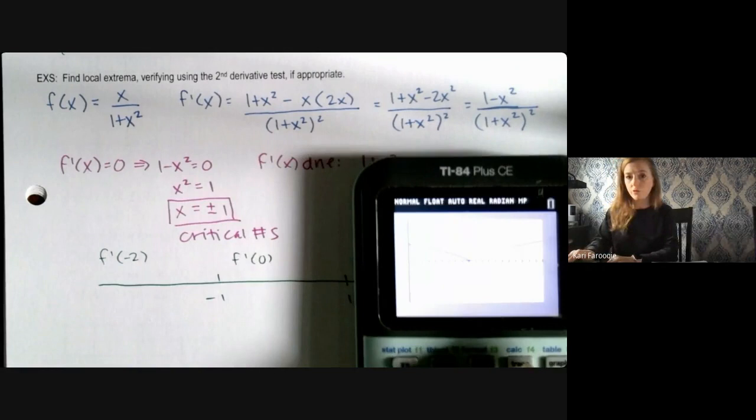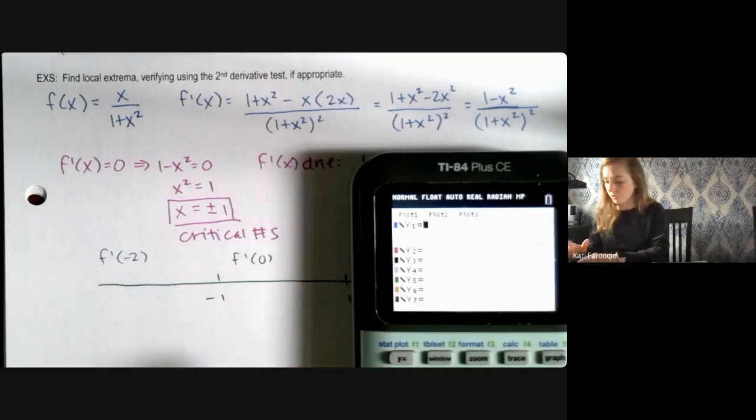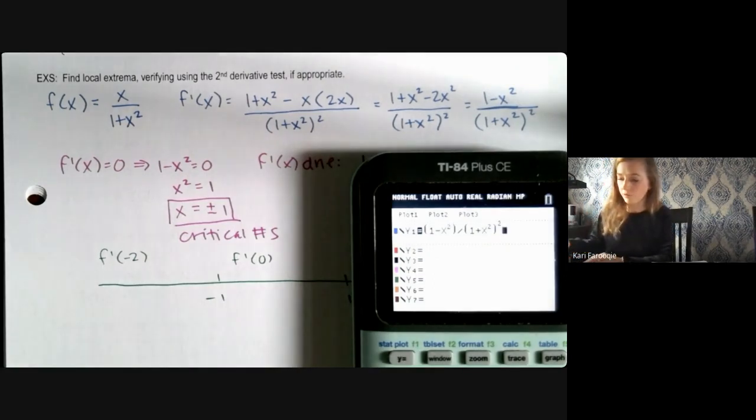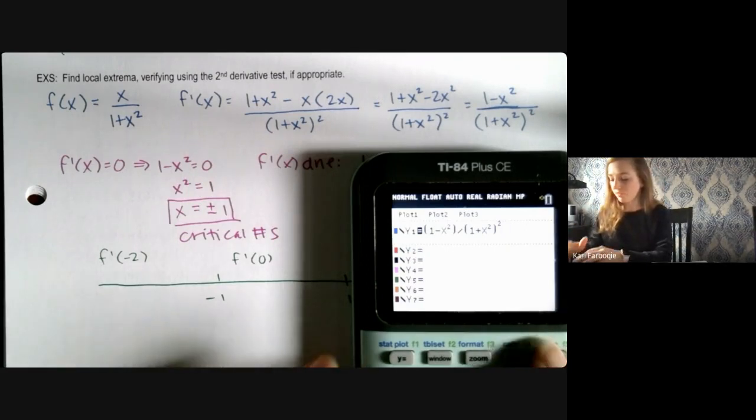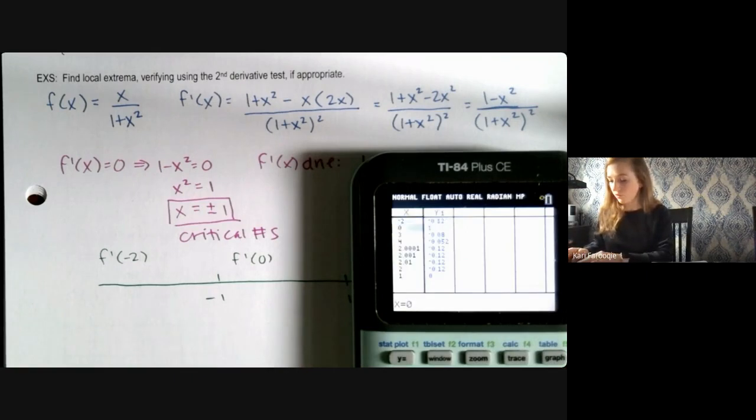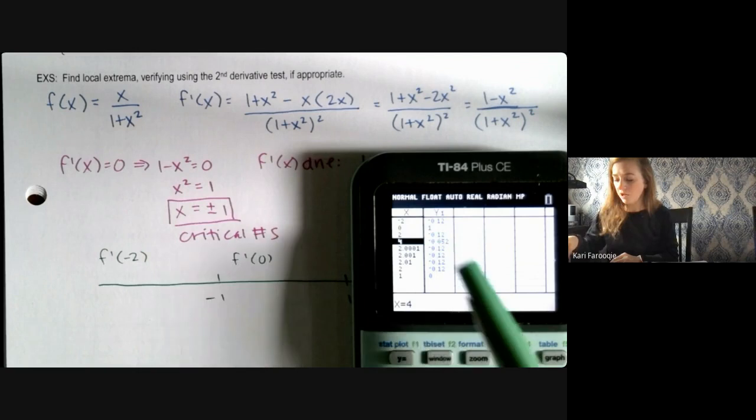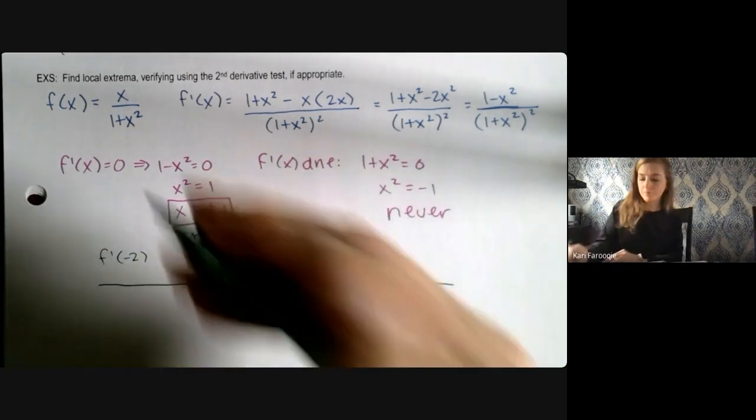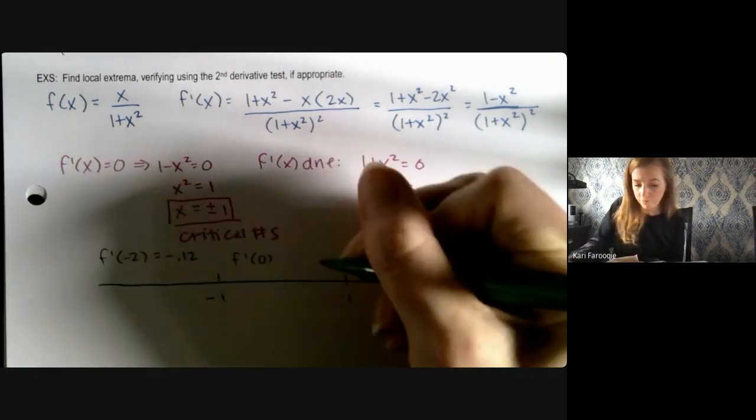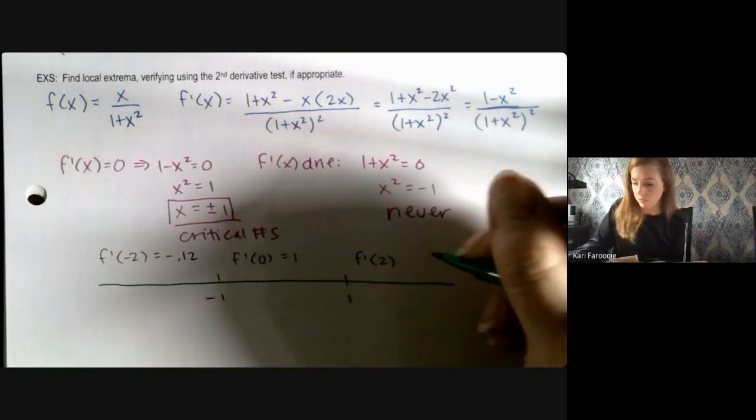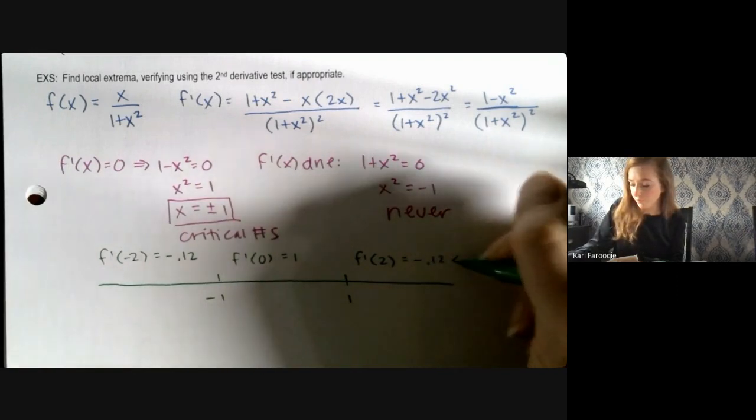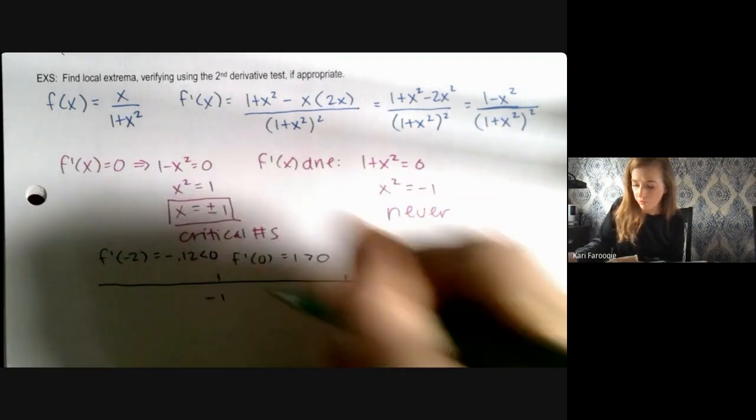So I'm going to enter the first derivative into my calculator. The first derivative is parentheses 1 minus x squared, parenthesis, divided by 1 plus x squared, parenthesis, squared. That is my first derivative, right? Yes. Okay, excellent. Now I can go ahead and go to my table. I've got -2, 0, +2, which is going to be negative, positive, negative. So this is negative 0.12, 1, and negative 0.12. So less than 0, greater than 0, less than 0.